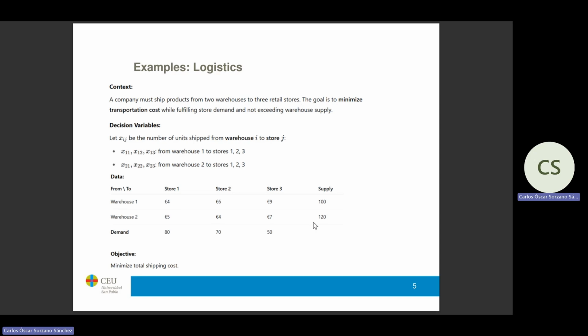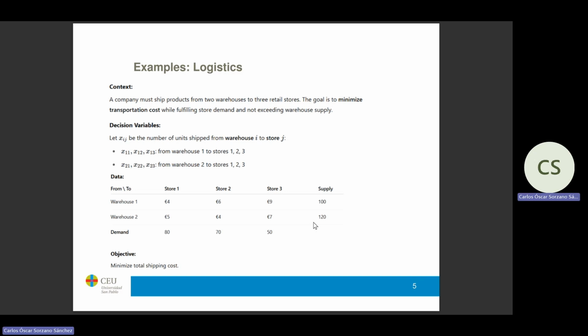Okay, more problems that are similar to this one. So let's say that a company must ship products from 2 warehouses to 3 retail stores. And the goal is to minimize the transportation cost while fulfilling the store demand and not exceeding the warehouse supply. Okay, so we have 2 warehouses, 3 stores. Warehouse 1 can supply 100 units, warehouse 2 can supply 120 units, and the demand of store 1 is 80, the demand of store 2 is 70, and the demand of store 3 is 50.